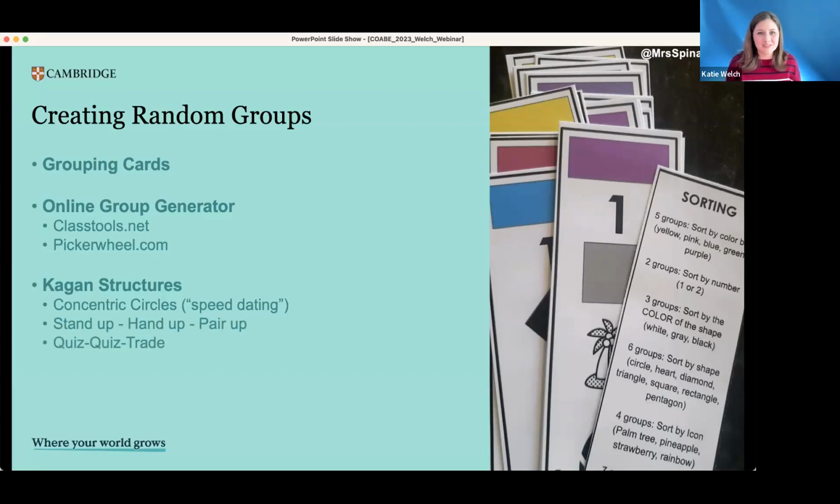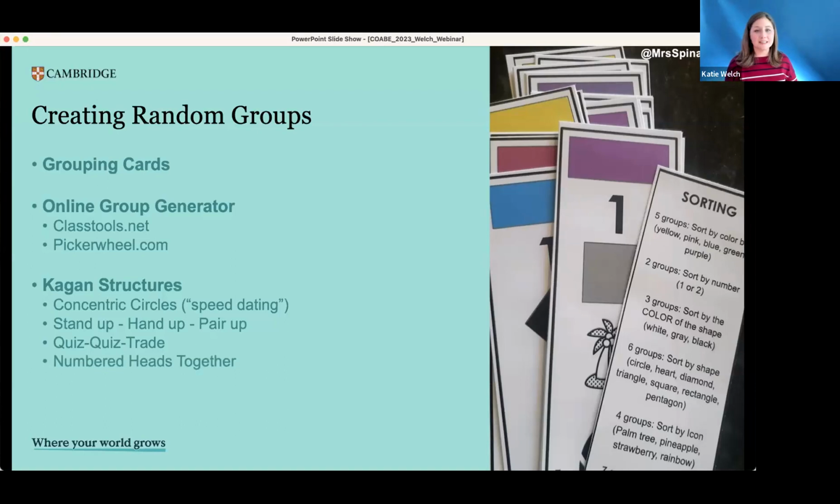One that I use a lot too is called quiz, quiz, trade, where everyone has a question that they're asking. They go find a random person, they ask their question, the other person answers, the other person asks their question, the first person answers, then they trade questions and head off to find a new partner. The trade is nice there. The reason it's not just quiz, find a new partner, is because on the trade, they are now given a new question to ask, so they're using new language and not just the same thing over and over again.